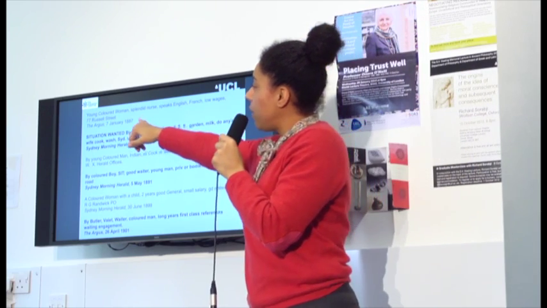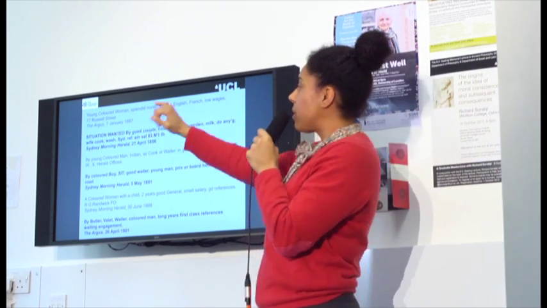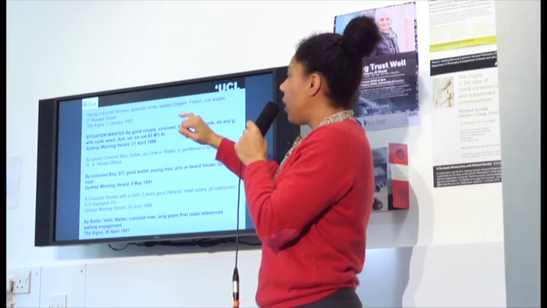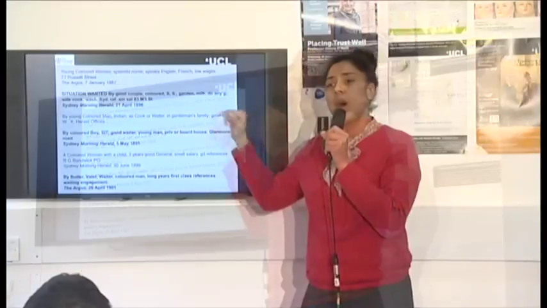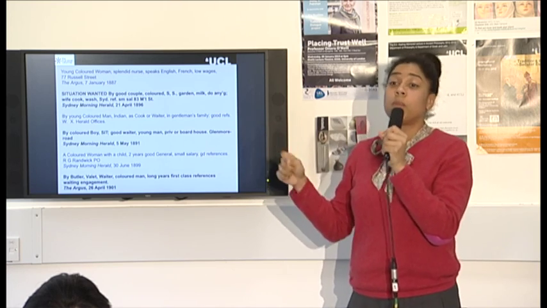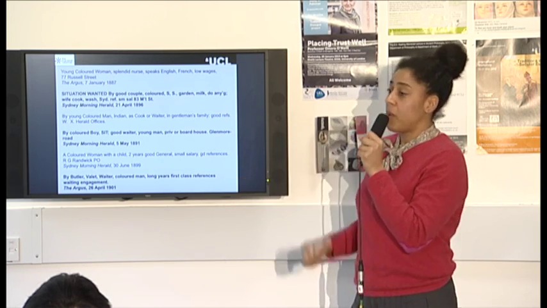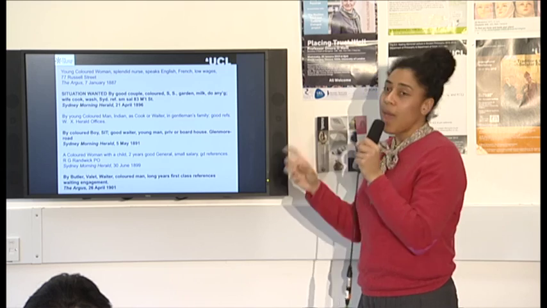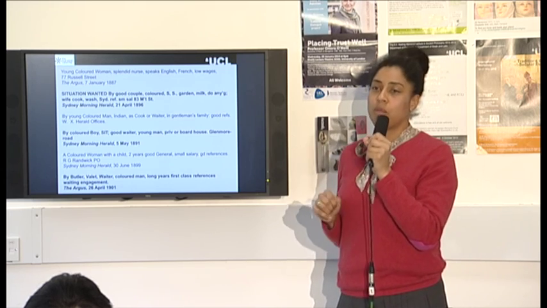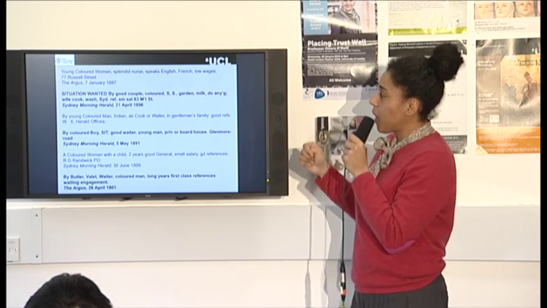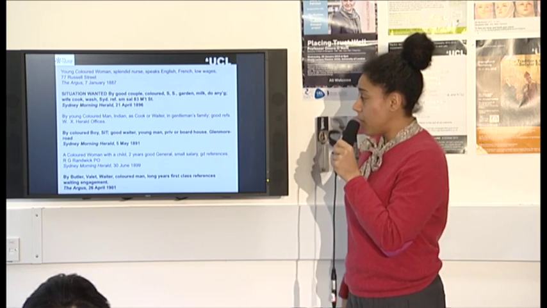So this woman here at the top, a young coloured woman, a splendid nurse, speaks English and French, low wages. Why would you highlight that you would take low wages, presumably lower wages than other people that might be looking for work? How does that play into things like the politics of white Australia that we know will be coming in a couple of decades' time?